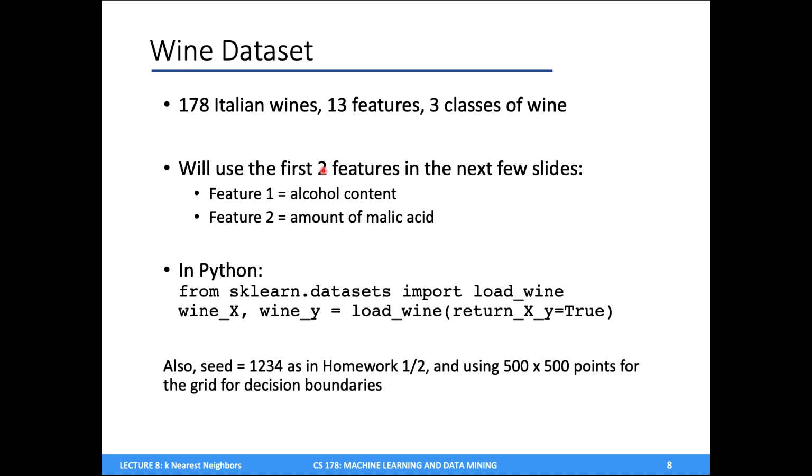For our purposes, we're just going to use the first 2 features in this data set. So the first feature is the alcohol content of these wines, and the second feature is how much malic acid is in each of these wines. If you actually want to take a look at this data set for yourself, play around with it, you can load it in just 2 lines using sklearn here.